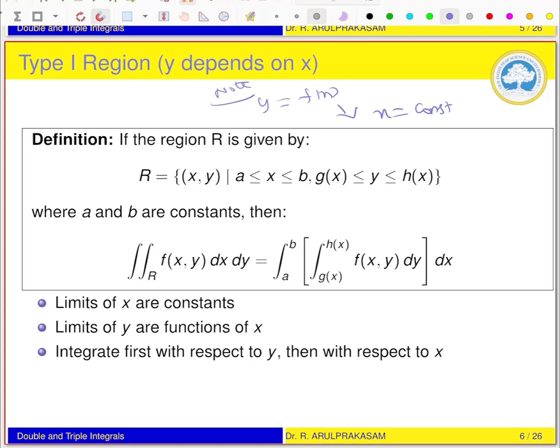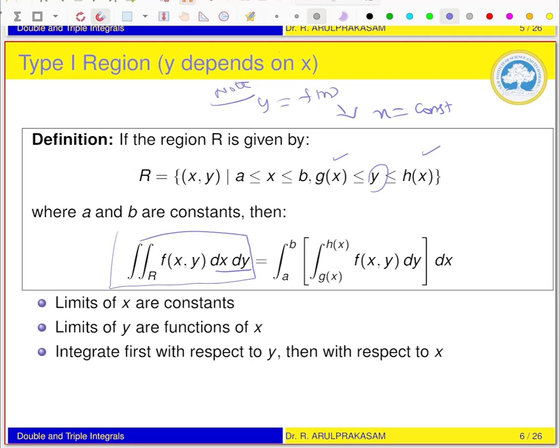So what is the definition? Suppose R is the region. How is the region defined? Here I mentioned y is a function of x. So y depends on a function in terms of x, and x must be constant. So here a and b are the only constants. Here g of x and h of x are functions. y is a function of x. So how is this double integral defined? It is the formal notation of the double integral over the region of the function, in the order dx and dy.